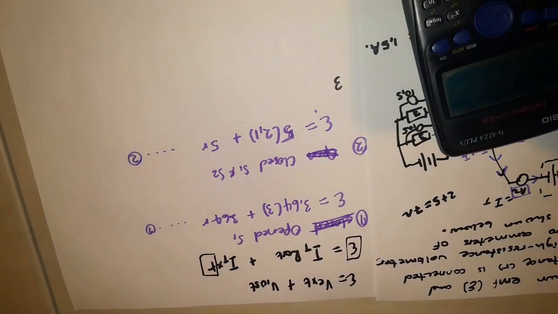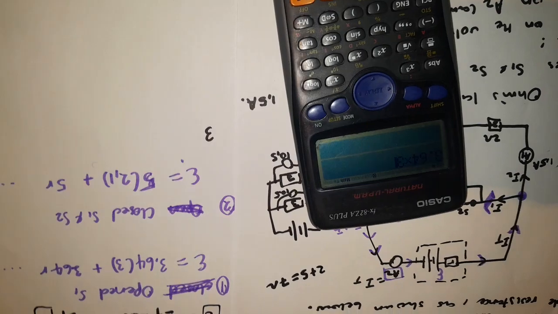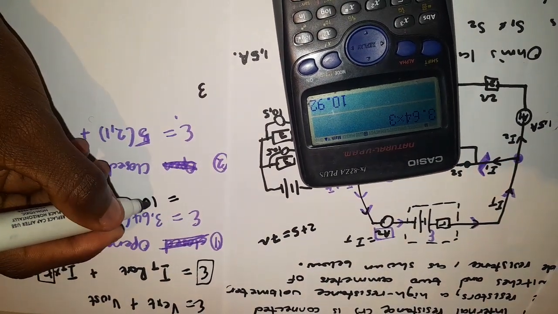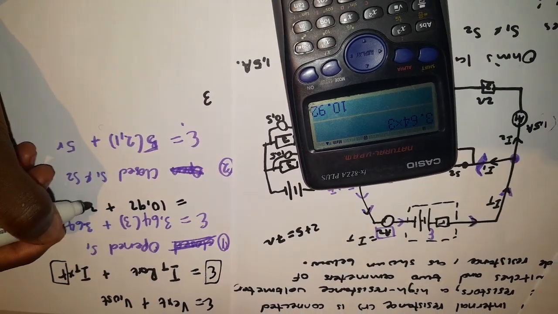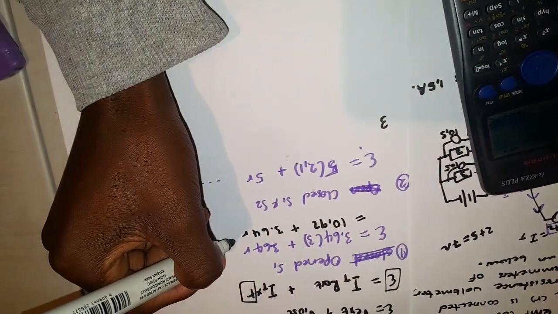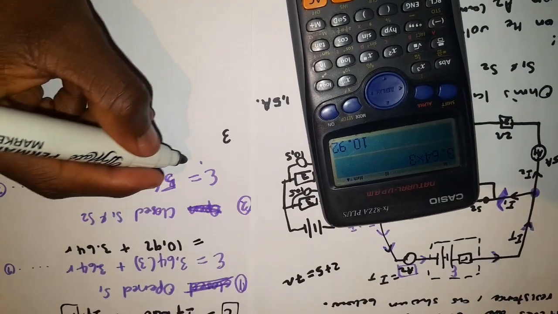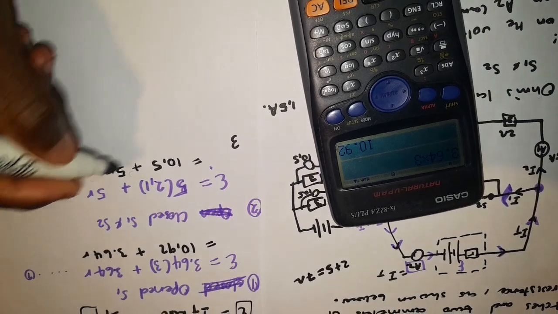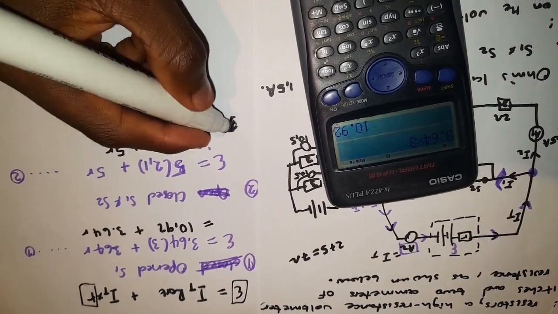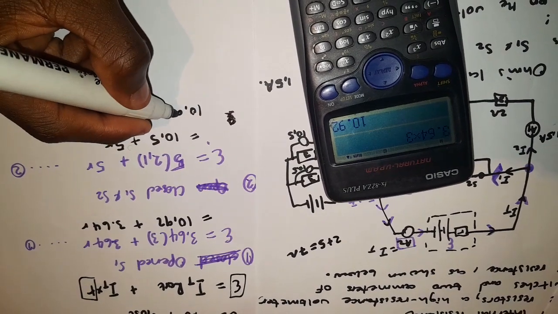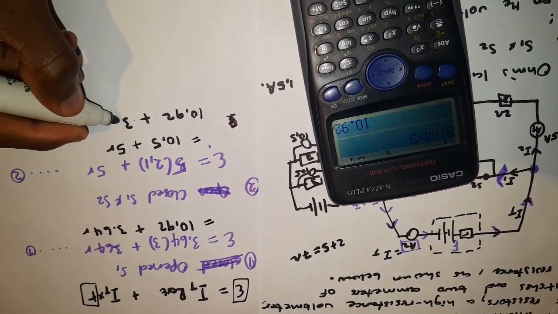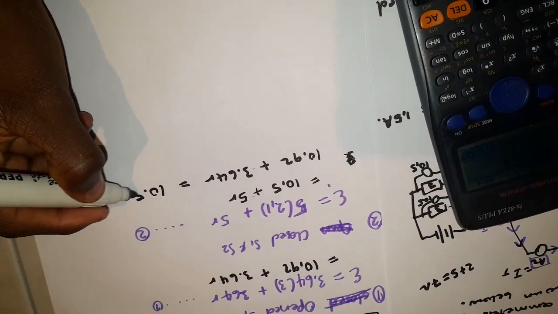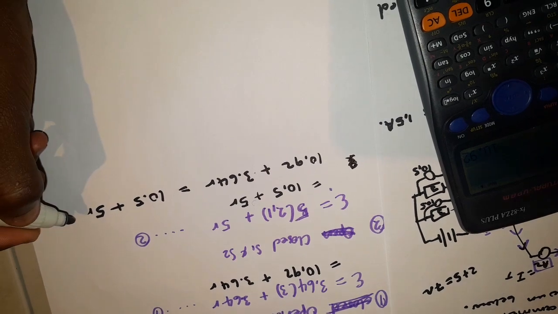It's 3.64 multiplied by 3, which is going to give us 10.92 plus 3.64R. And this one is going to give us 10.5 plus 5R. So we're just equating both equations. So it's 10.92 plus 3.64R equals 10.5 plus 5R.